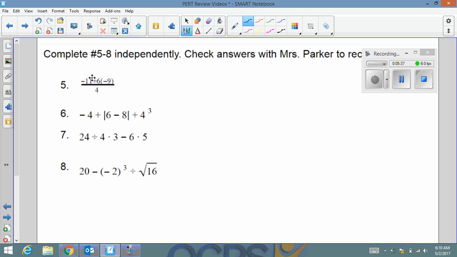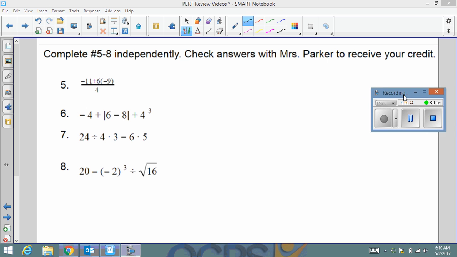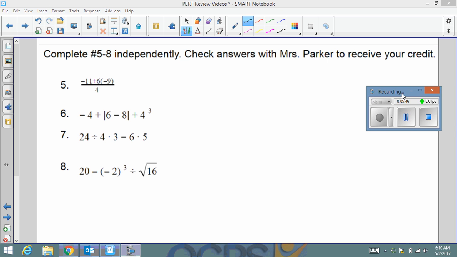Now the rest of the four square you're going to do on your own. So you're going to do 5 through 8 on the back on your own, following your order of operations. You're going to then check the answers with me and then continue on to the Math Excel assignment.